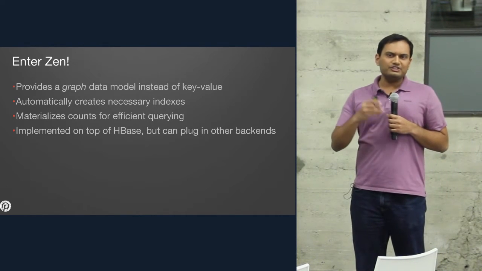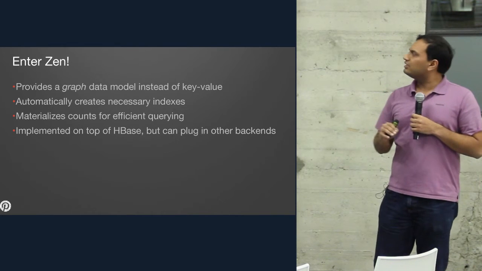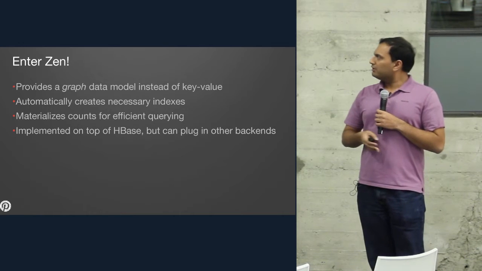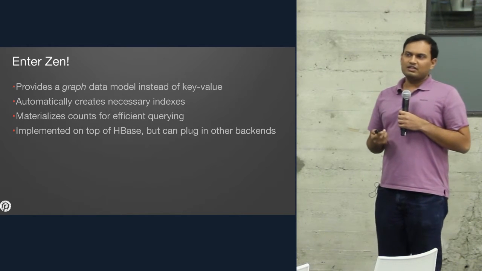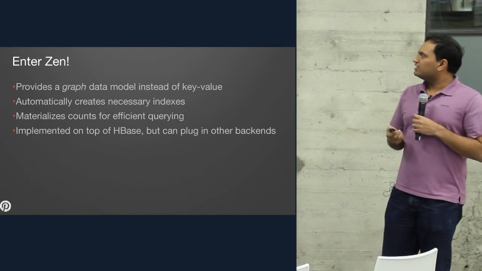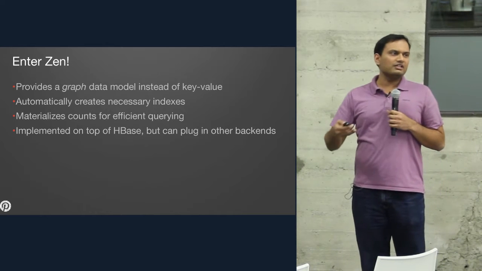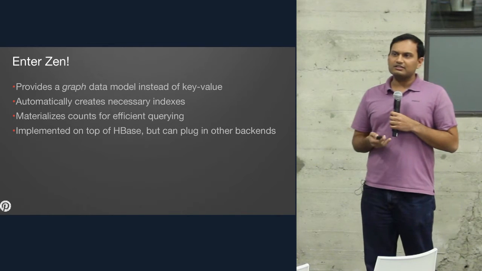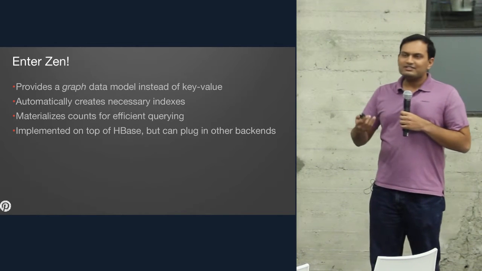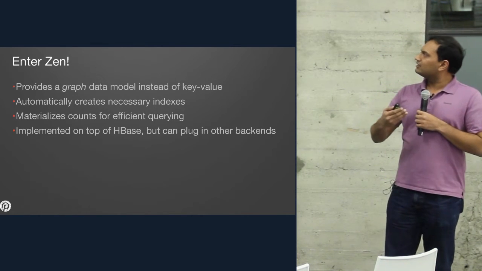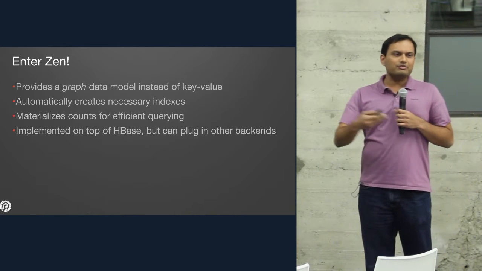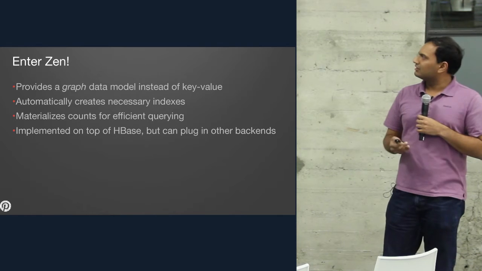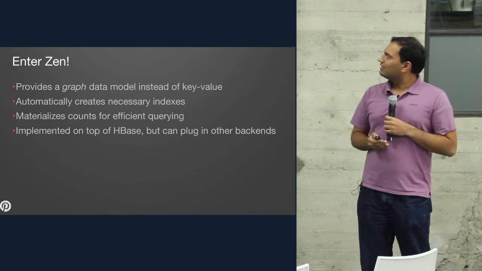It materializes counts separately so that you can query them efficiently. The first version of Zen has been implemented on top of HBase. But we intentionally designed it to be able to plug in other backends as necessary. In fact, right now we are working on a MySQL backend for Zen. So the idea is that you work with the Zen API. Behind the scenes, we'll use HBase or MySQL depending on various needs, depending on your workload and so on, and what works best for us longer term.